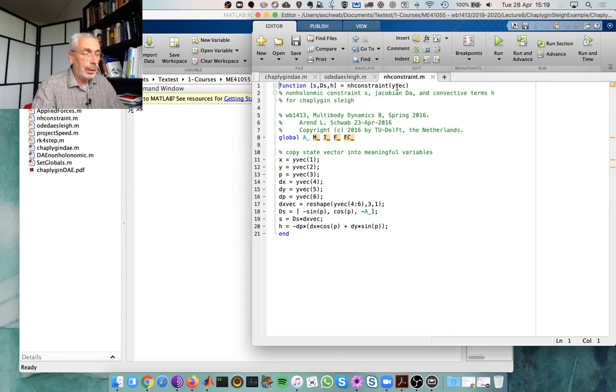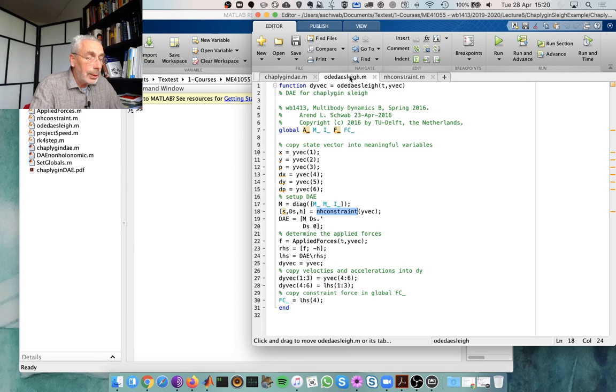open. Which is just a vector coming in, and then the outcome is the constraint value, the Jacobian and the convective terms. So again, I copy them in reasonable variables. Here you see minus sine phi, cosine phi, and minus a. I evaluate it with the current velocities, and these are the convective terms with the minus sign, right? So that is the constraint.